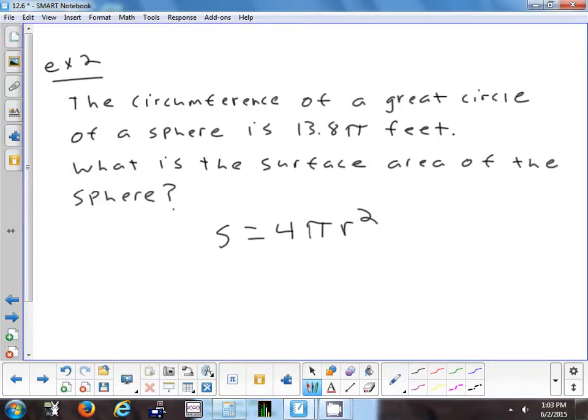All right, so this one requires you to think a little bit. They're telling me that the circumference of a great circle that's part of a sphere is 13.8 pi feet. I want the surface area of the sphere. So first thing I would do is write this down. That's your surface area of the sphere. What variable do you need to solve for? The radius. Somehow you've got to use what they're giving you to find the radius.